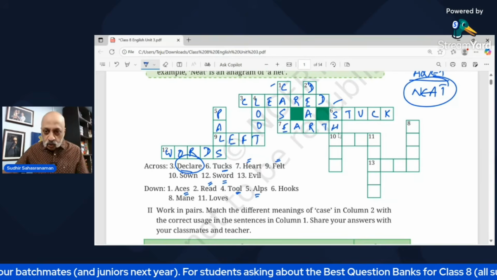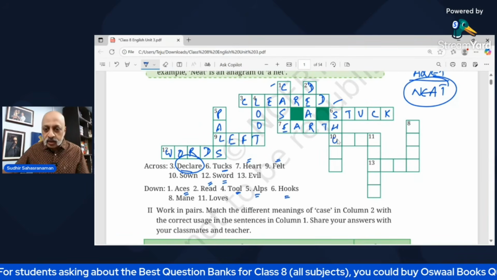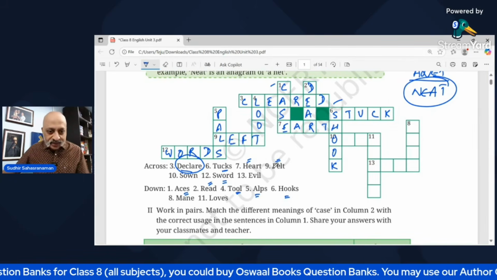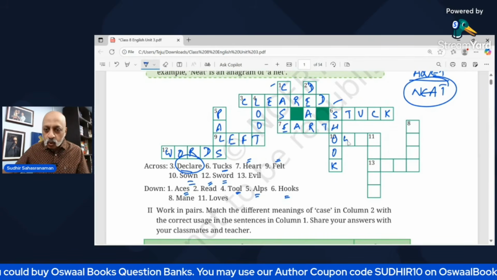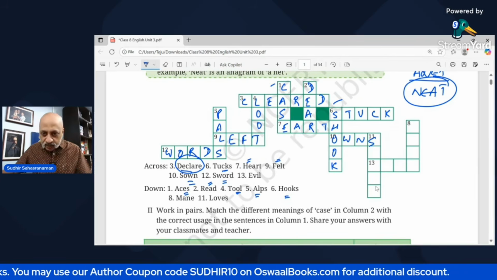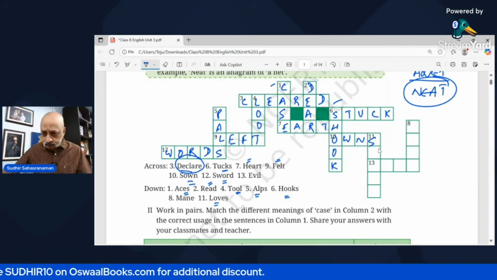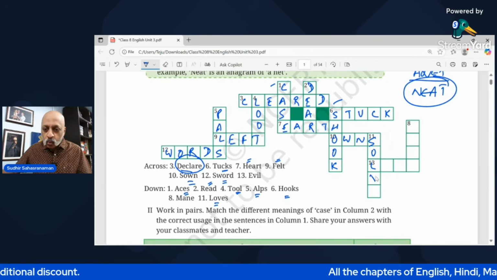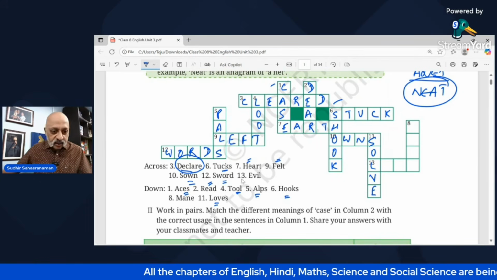Okay. So now let's look at 6 down. 6 down is hooks. So this can be SHOOK, shook. So now let's look at 10 across. 10 across is sown. So this will be OWNS, owns. He owns a car. So now let's look at 11 down. 11 down is loves. So this can be SOLVE, solve, right?